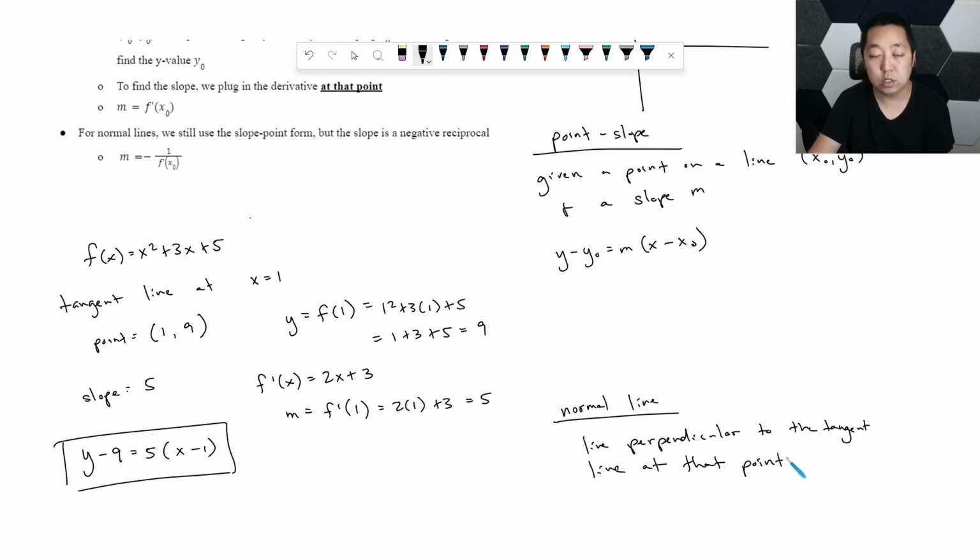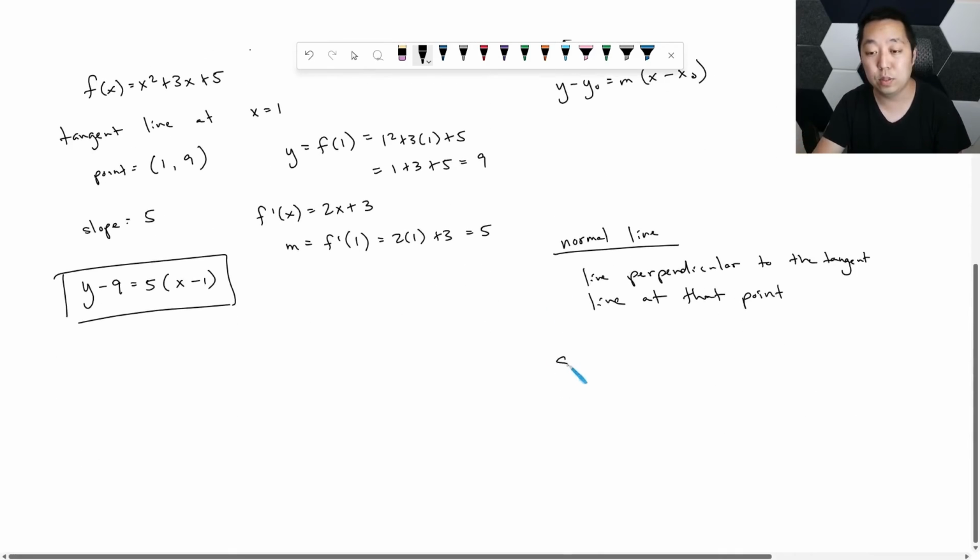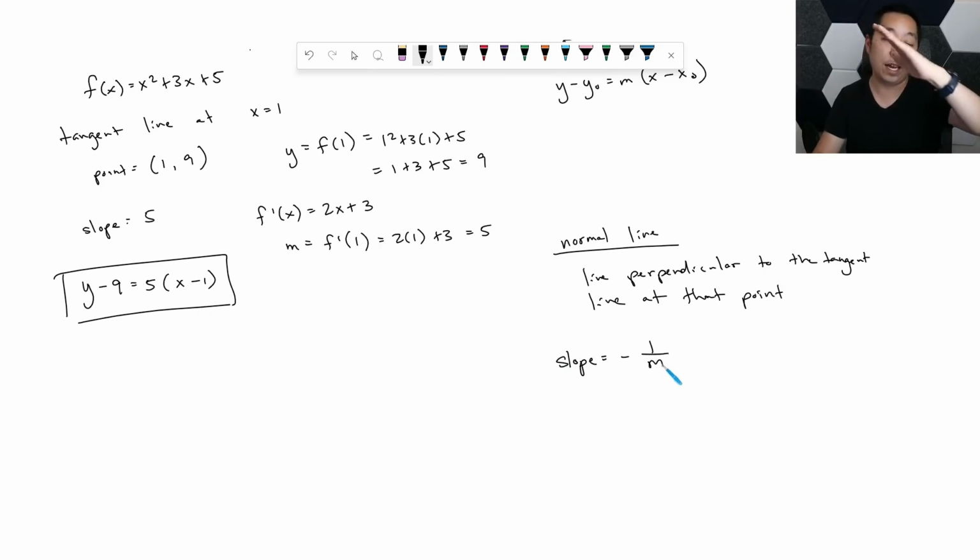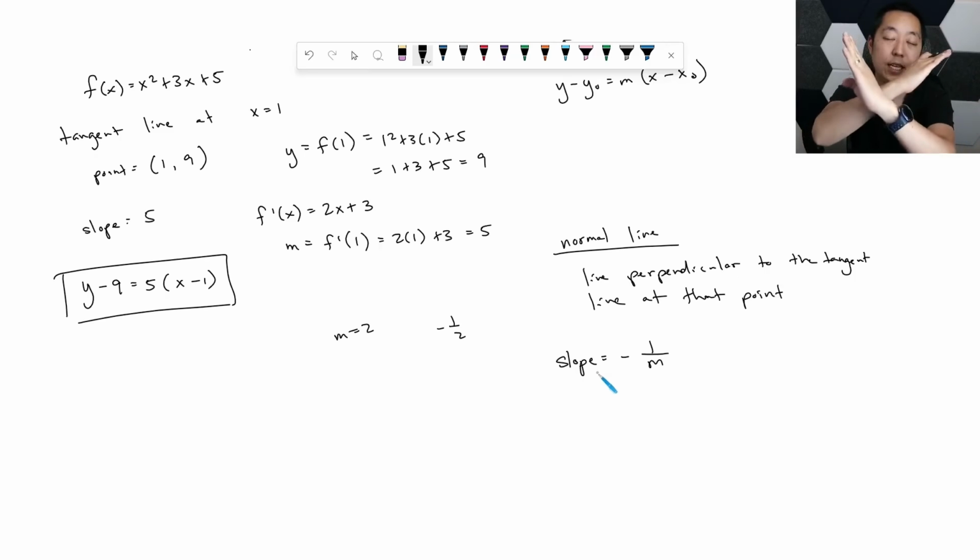Okay? So it's the same idea, and I don't know if you remember, but for lines that are perpendicular, the slope is equal to -1 over m. Like if a line has a slope of 2, the line perpendicular has a slope of -1/2. You do a negative reciprocal, and that will give you a 90-degree right angle.